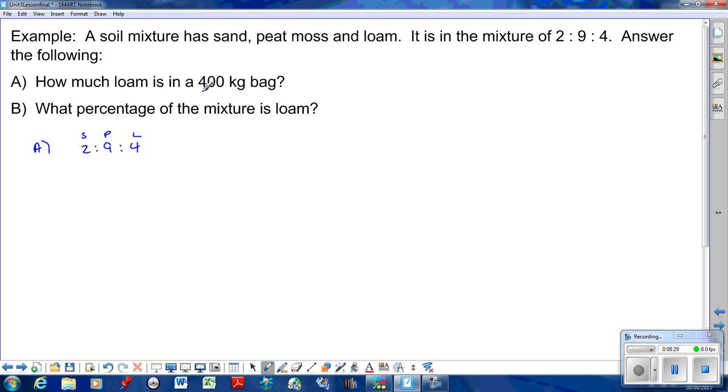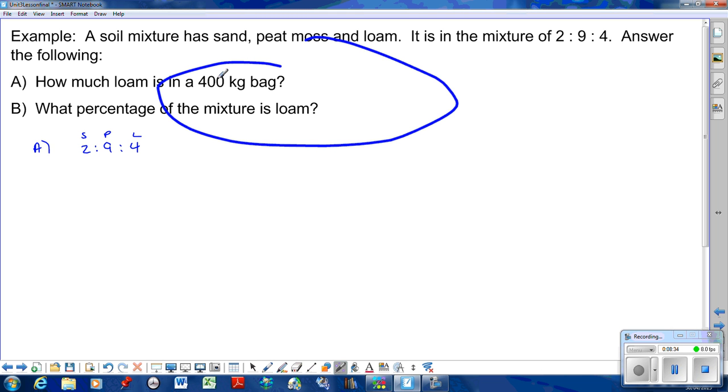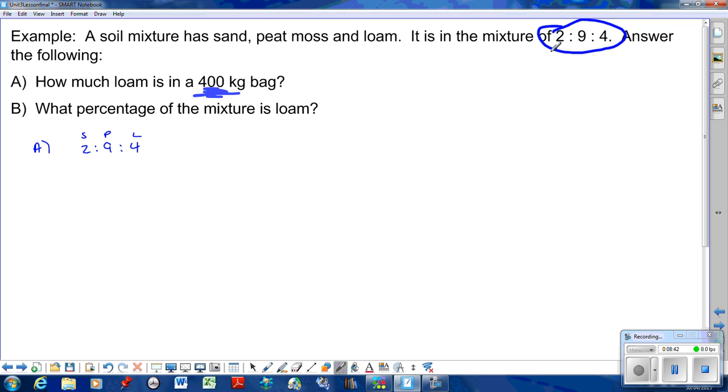So we're going to answer the following. How much is in a 400 kilogram bag? Well, 400 kilograms is a total. So as I said before, these ratios can represent whatever we want them to represent. So in this case, I'm going to have those ratios represent kilograms. So that would mean that when we're looking at our 3-term ratio here, if I put 2 kilograms of sand, 9 kilograms of peat, 4 kilograms of loam, I'm going to end up with 15 kilograms in total. So that's where the T comes from.